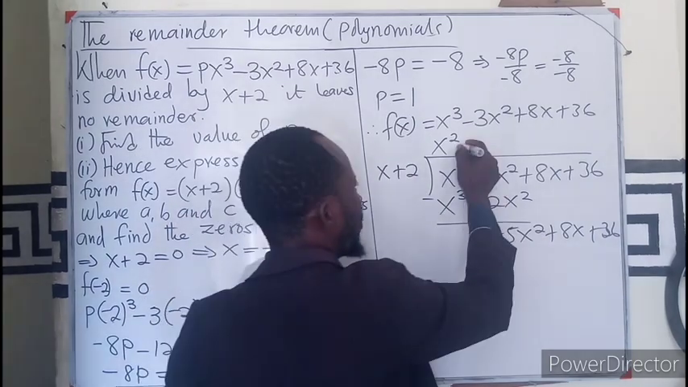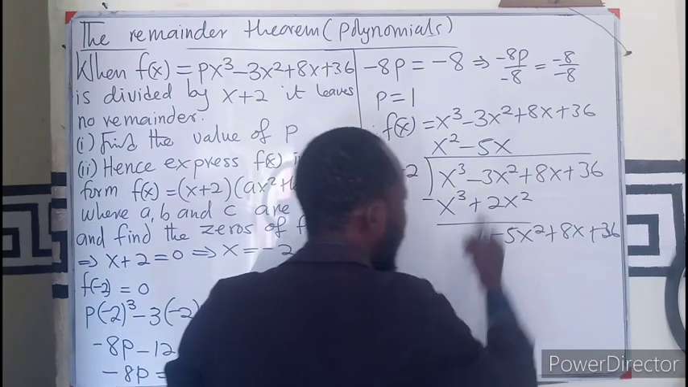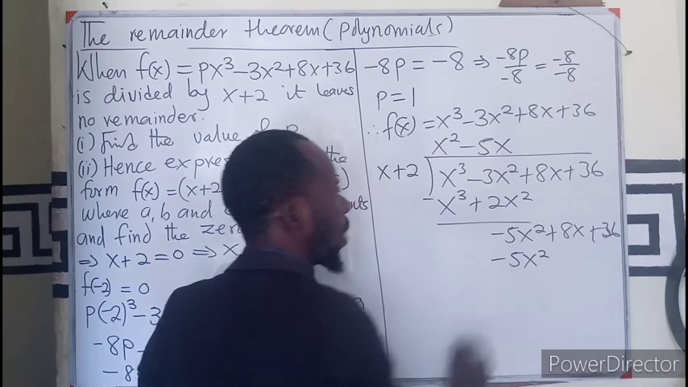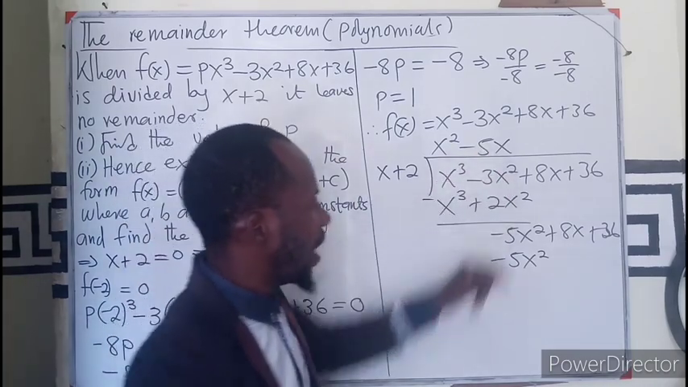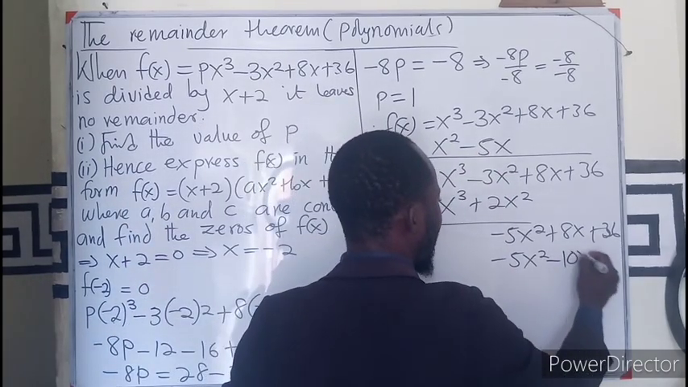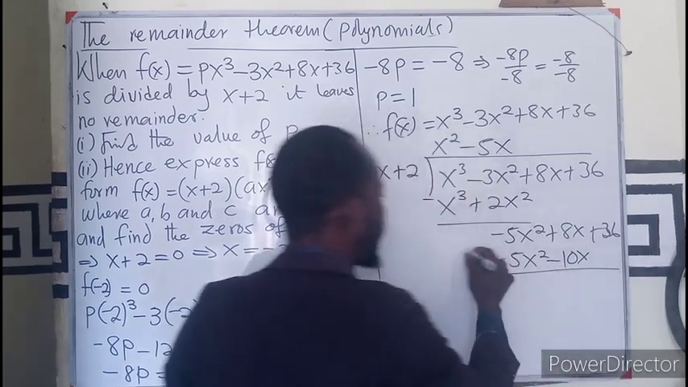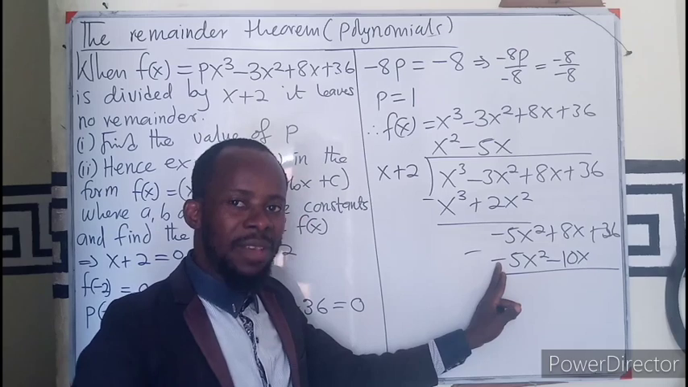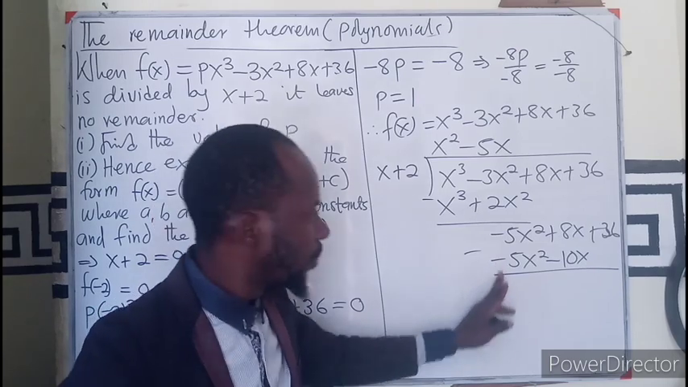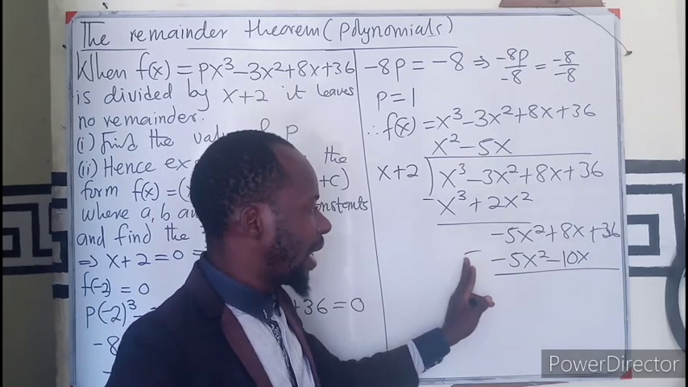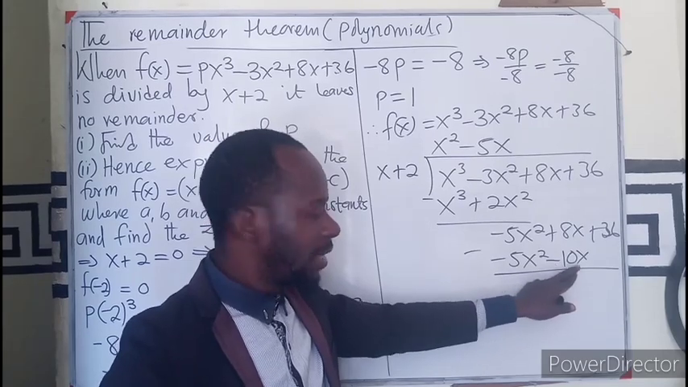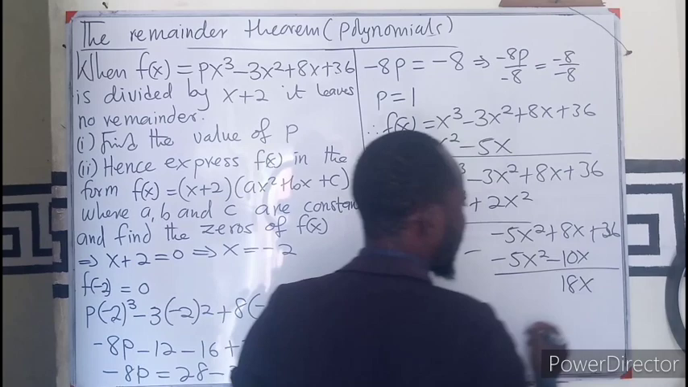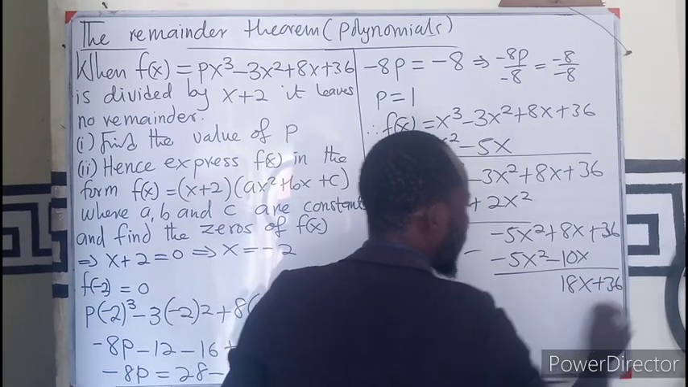1. So minus 5x. When minus 5x multiplies x plus 2, minus 5x squared, 2 times 5, we have negative 10x. Perform your subtraction. Negative 5 minus minus 5, that will give you what? 0. 8 minus minus what? 10. That will be 18. So 18x.